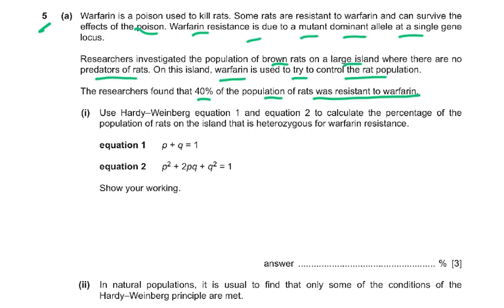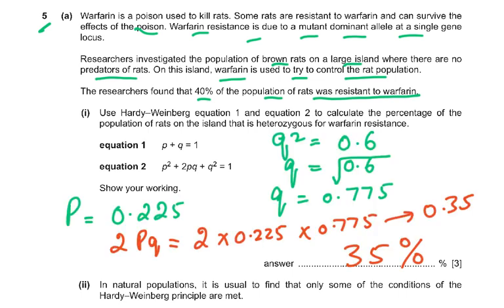Use the Hardy-Weinberg equation 1 and equation 2 to calculate the percentage of the population of rats on the island that is heterozygous for warfarin resistance. So 40% of the population of rats was resistant to warfarin. So now you can see the working. The researchers found that 40% of the population was resistant.